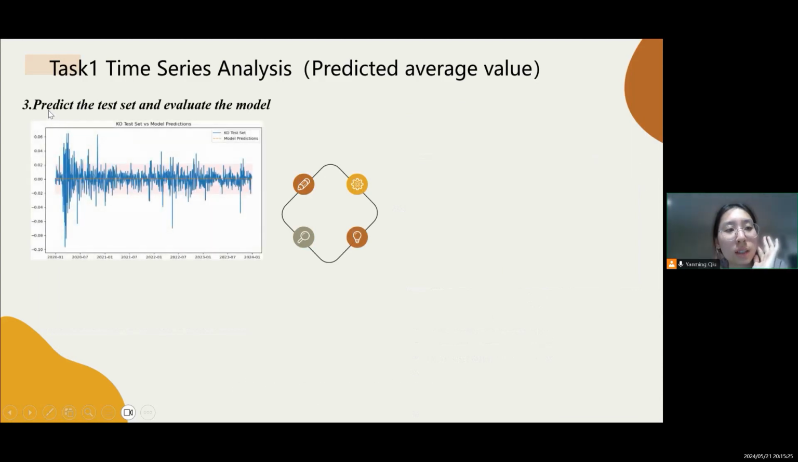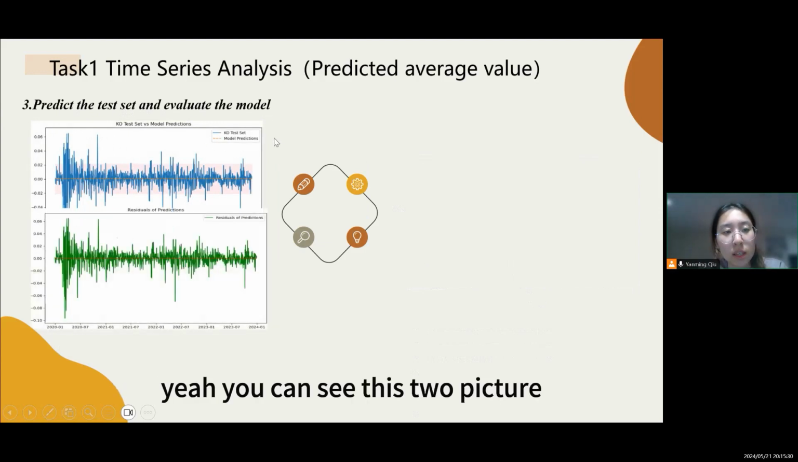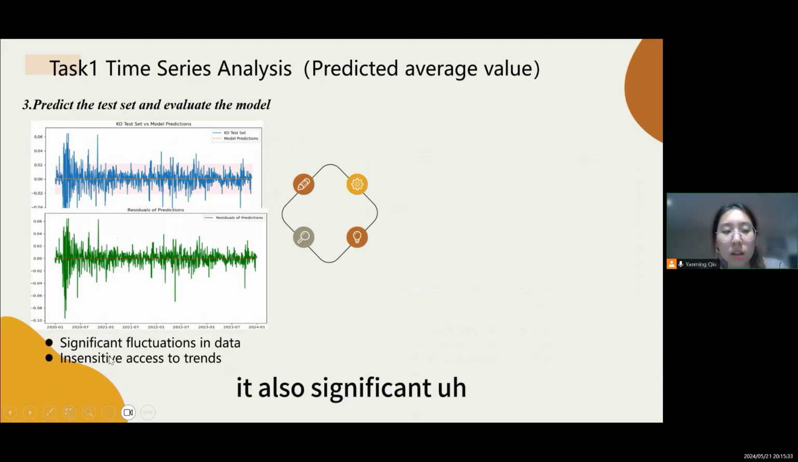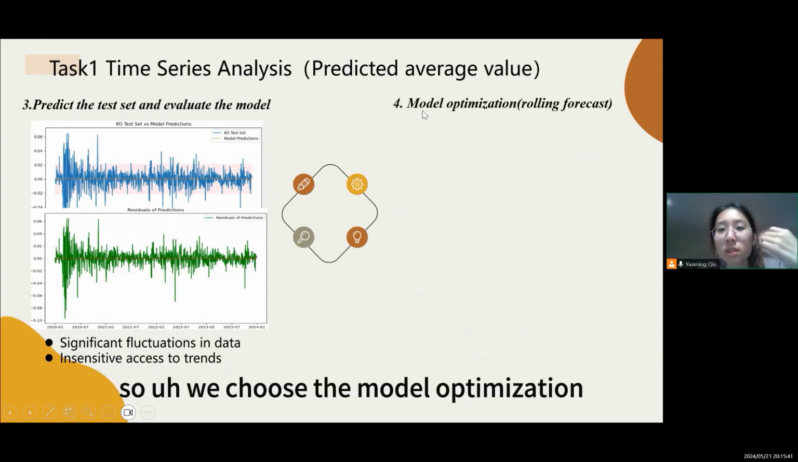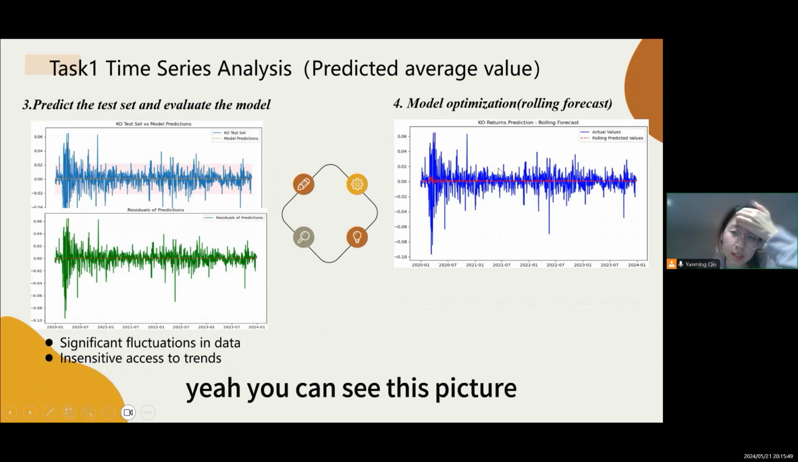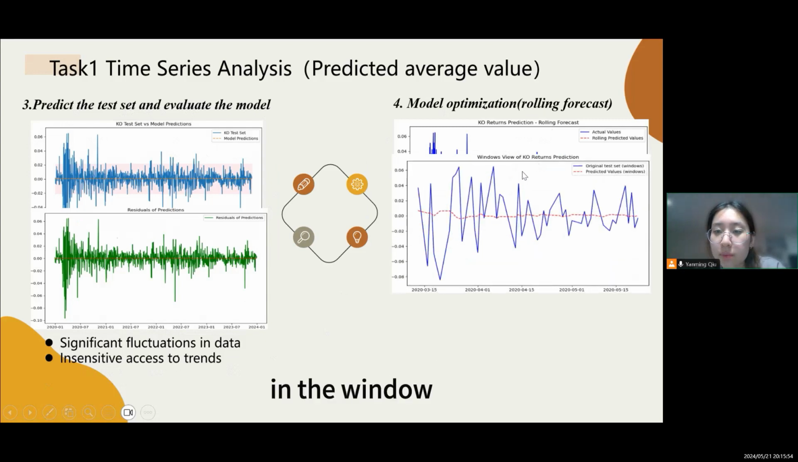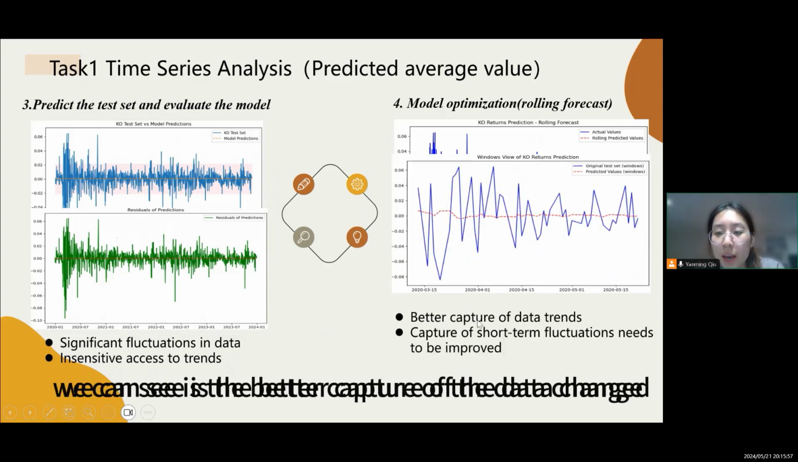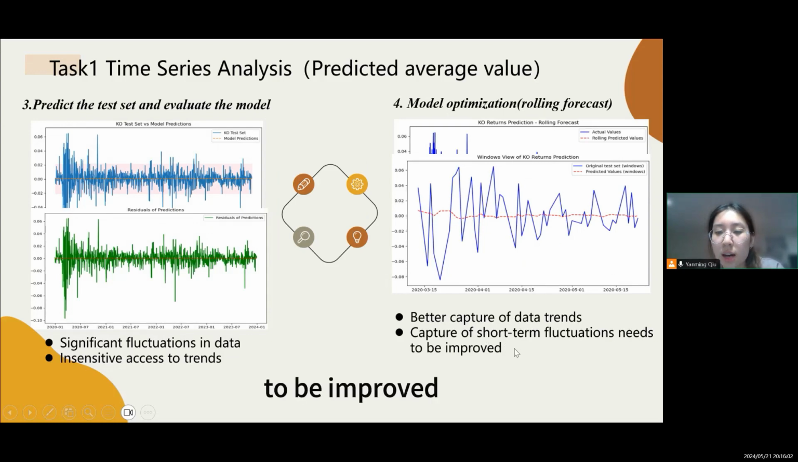Let's predict the test set and evaluate the model. You can see these two pictures. It shows significant fluctuations in the data and is insensitive to changes. So we choose model optimization, using the rolling forecast method. You can see this picture. It's the KO return prediction with the rolling forecast. In the window, we can see it better captures the data changes and the short-term fluctuations, but it can still be improved.